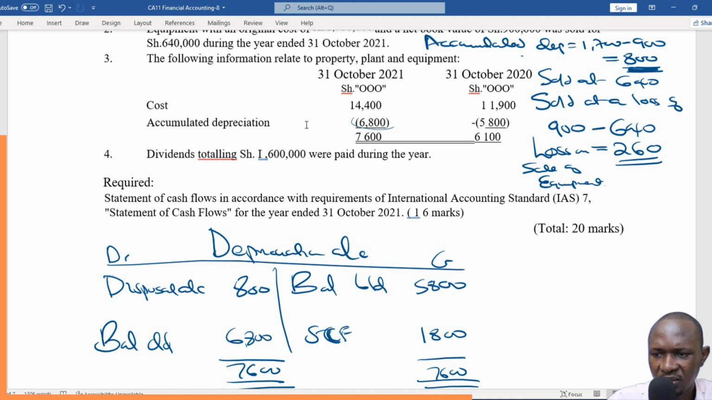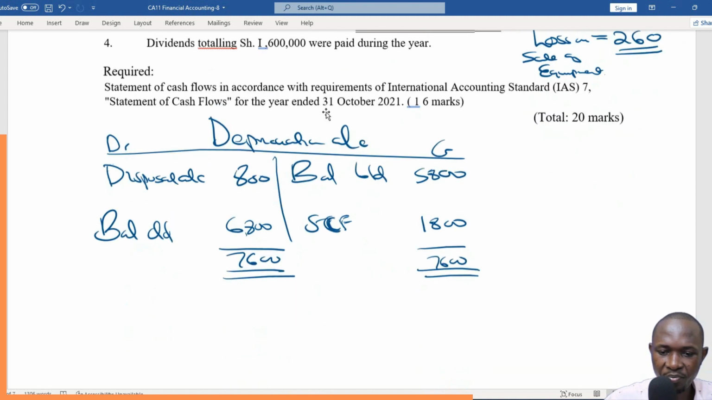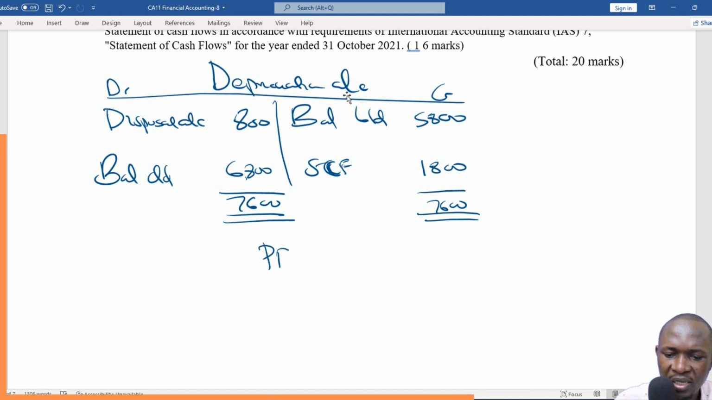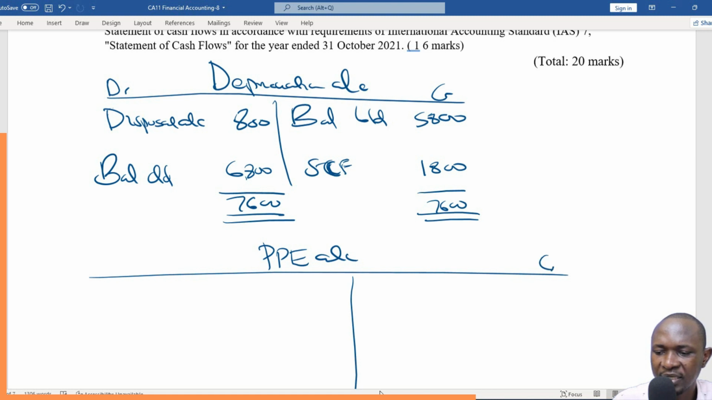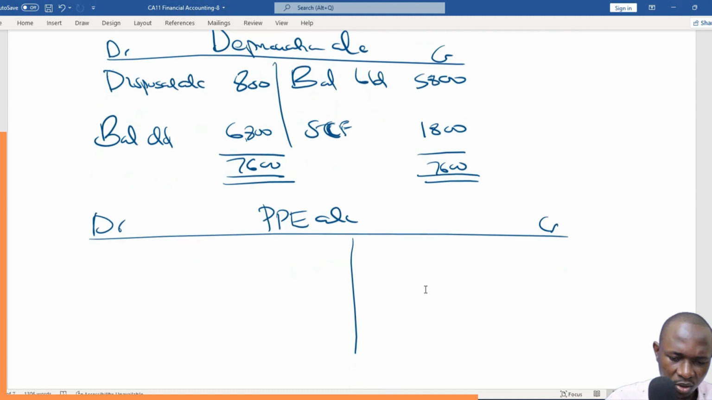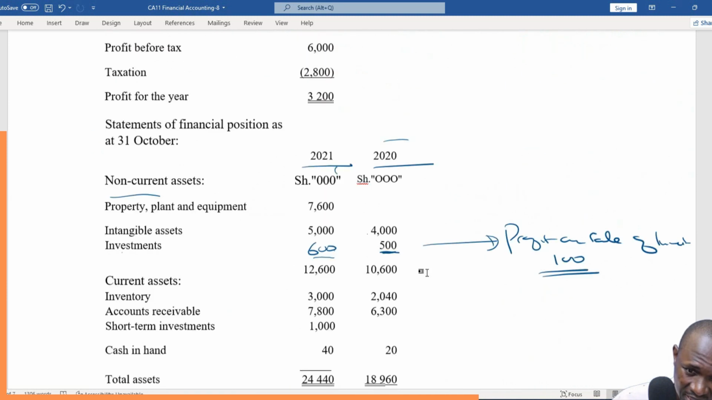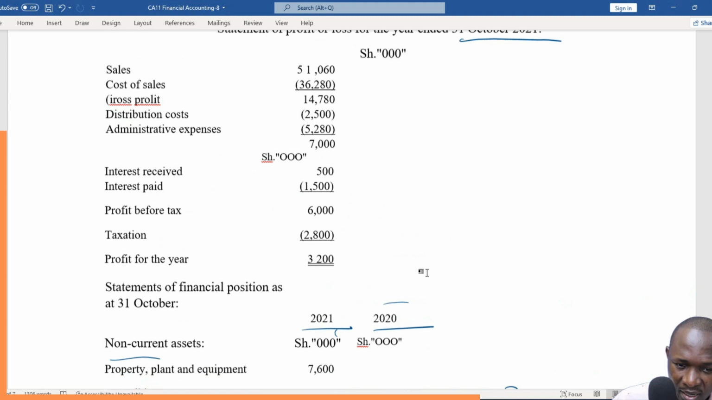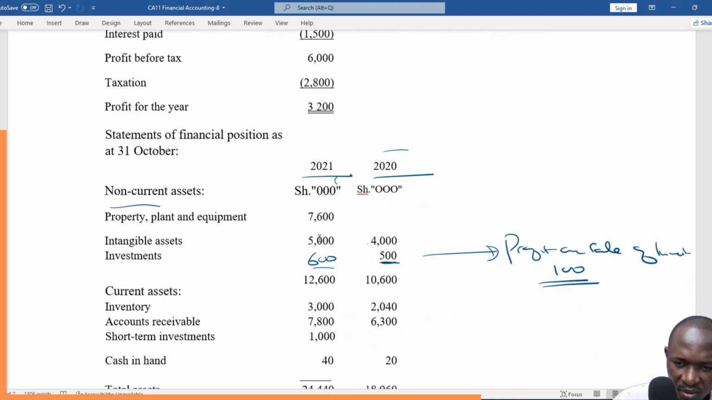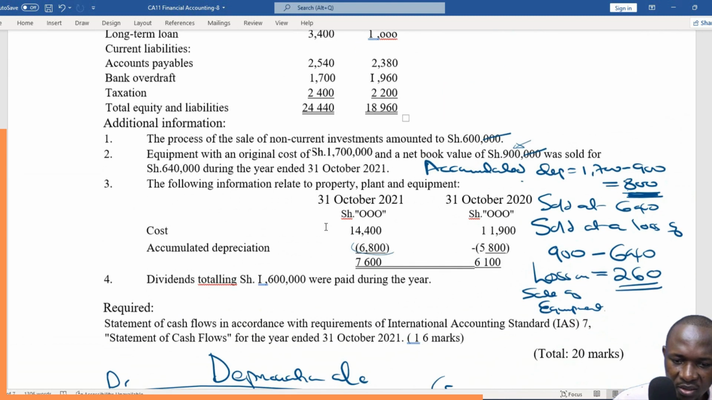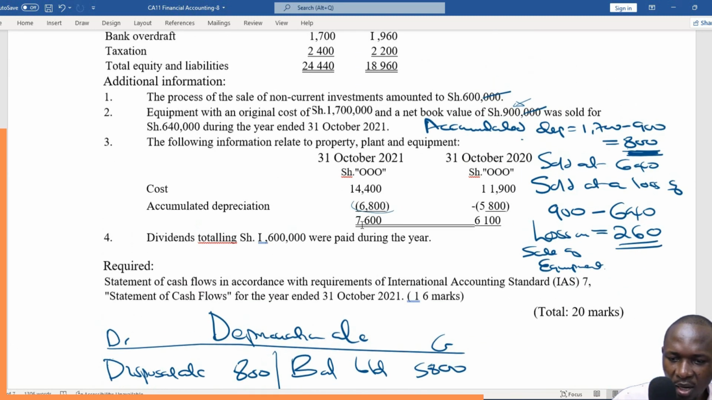The way to go about this is very easy. We simply open a PPE account. These are now accounts that you may not even escape whenever you are dealing with a cash flow statement. So let's open a PPE account and let's see how we are starting our year. PPE account 76 2020. You can see 2020 there's no figure. 2021 there is 76. So let's see additional information. Actually the 76 is already here, so maybe all we need is here.